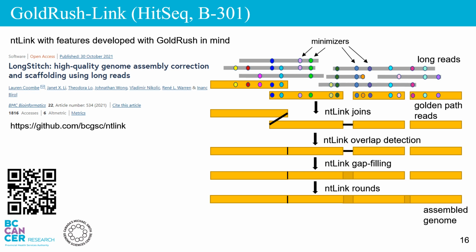NT-Link will then detect if there is any overlap in the NT-Link join. It will then trim the overlap so that there is no base duplication. For NT-Link joins with no overlap, it will attempt to fill the gap using reads that provided evidence for the NT-Link join. Finally, the process is repeated to scaffold any NT-Link joins that were not previously discovered.